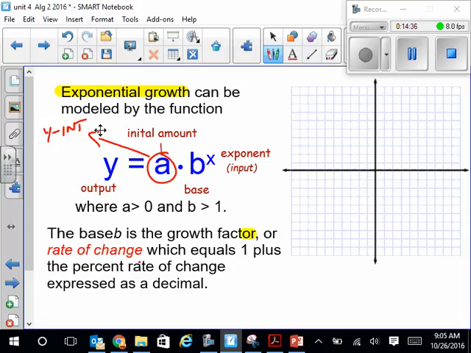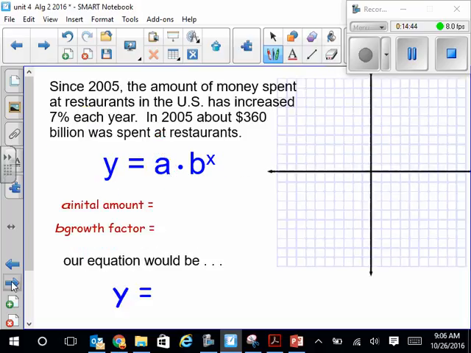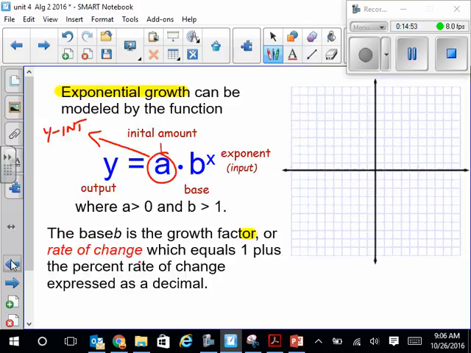How do you find A? In the problem, they'll usually say we started with 700 of this, or we started with $500, or it began at 101. Wherever it began, that is the initial amount. So right above that beginning, where did it begin? When you read a big word problem, that's going to be one thing you're looking for.